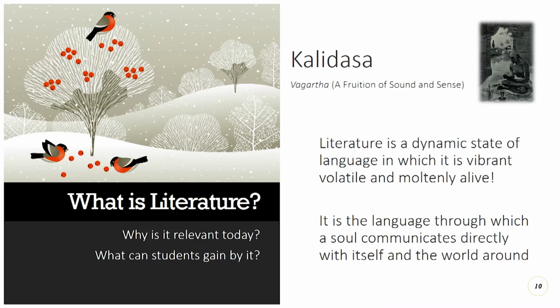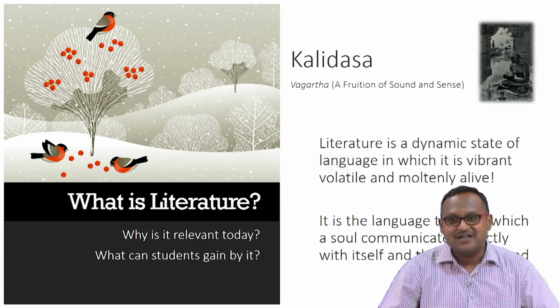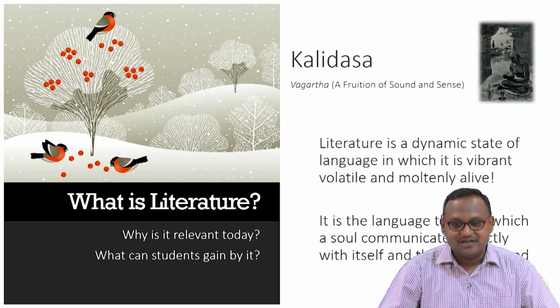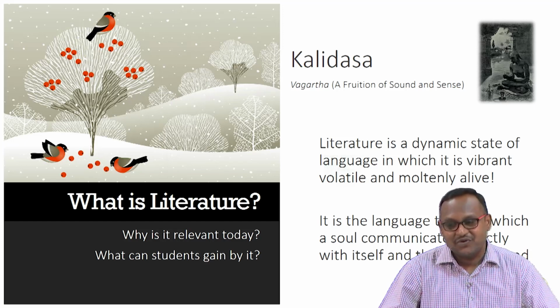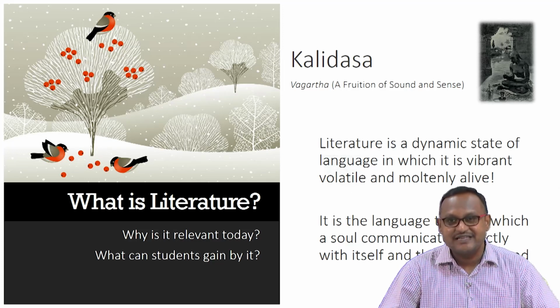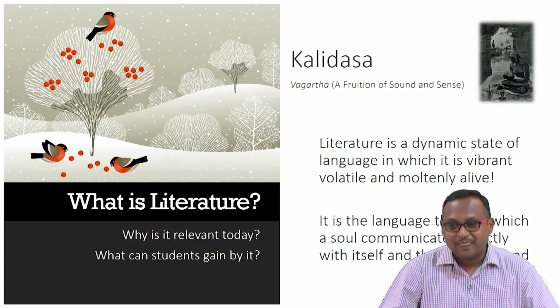In other words, a word has a dual dimension: the sound dimension and the meaning dimension, the sense dimension you can call it. Only when these dimensions come together do you create the world of literature, sound and sense. That is why you can call literature a fusion of sound and sense. Vagartha is a fusion of sound and sense.